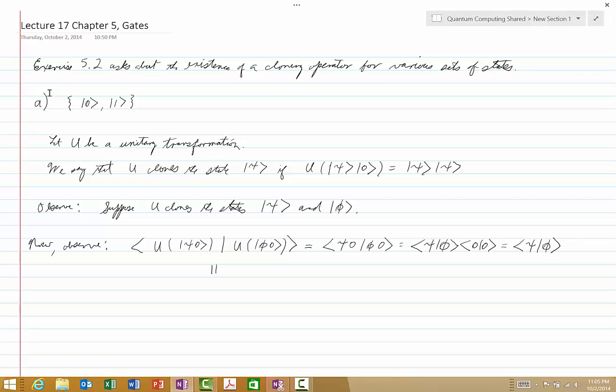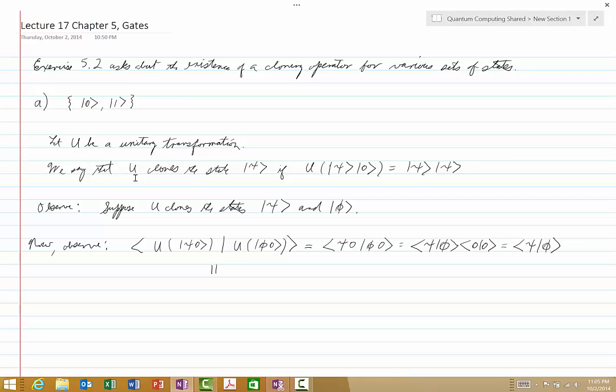In particular, in Part A of that exercise, you are asked to find out whether or not there is a cloning operator for this set of states, consisting of the 0 state and the 1 state. So let's understand what a cloning operator is, and then make an observation that will help us to understand this problem a lot better. Okay, so we're going to suppose that U is a unitary transformation.